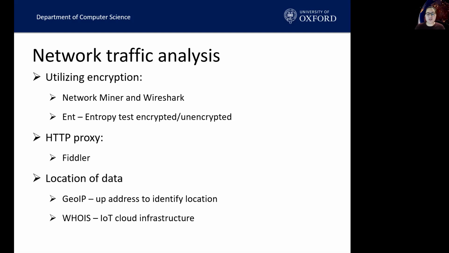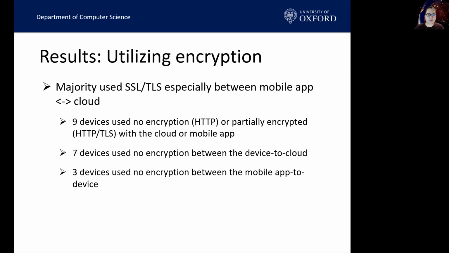In terms of location of the data, using the metadata, we primarily focused on location of the connected cloud services. So we developed a Python script to extract the destination IP address, host field, and number of bytes to that server from each device. We then used the destination IP address to identify the location using a GeoIP database, and the host address using WHOIS data to identify the IoT cloud infrastructure.